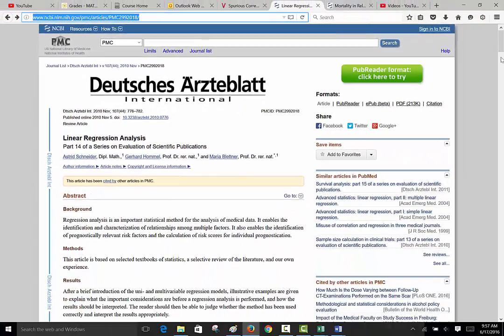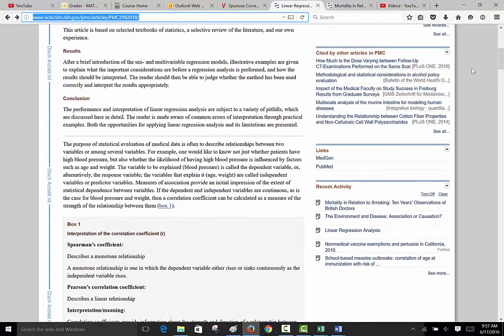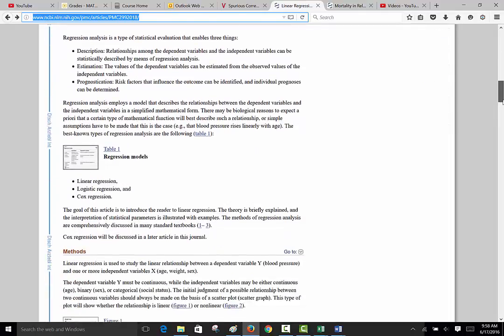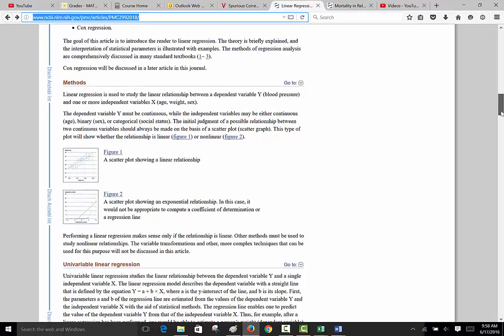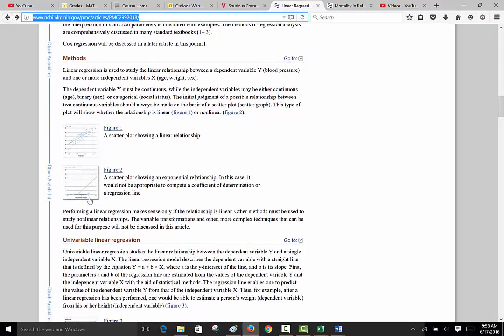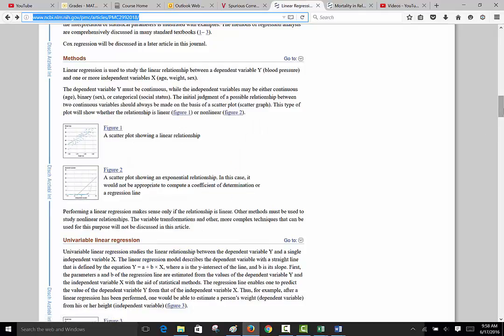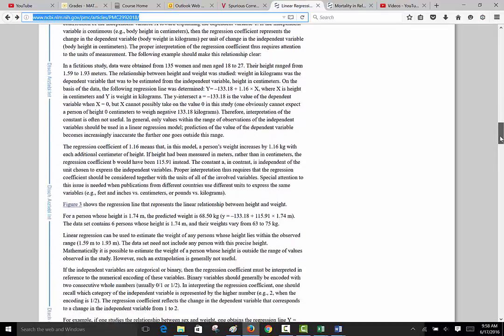And they talk about linear regression analysis, the background, the methods, results, conclusions, pitfalls. They talk about the correlation coefficient and interpretation. We are only doing linear regression, although they talk about what if your dots don't follow a linear pattern. So this is just kind of neat.